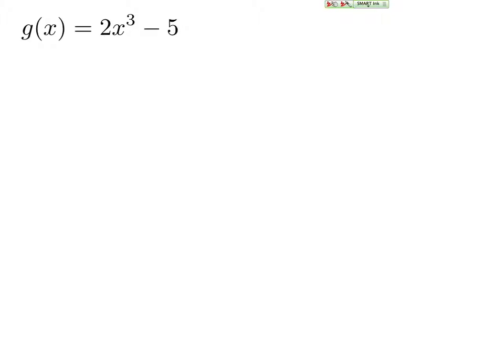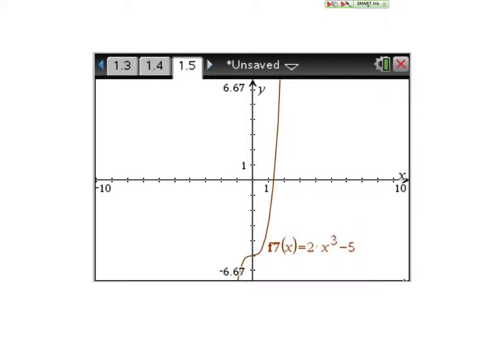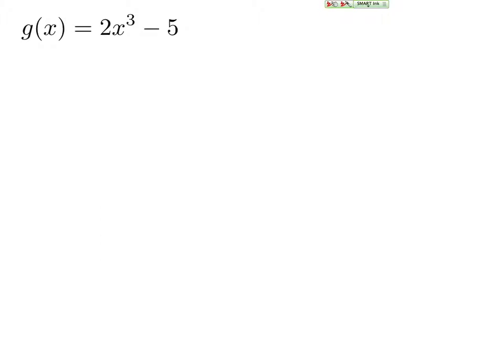Alright, I have g of x equals 2x cubed minus 5. Colleen, what do I want to do to get started? See if it has an inverse by looking at the graph and determining if it passes the, not the vertical, the horizontal line test. What should this look like? It should look like the disco function. So here's a graph of it. Does it pass the horizontal line test? Yes. So we're good to go.